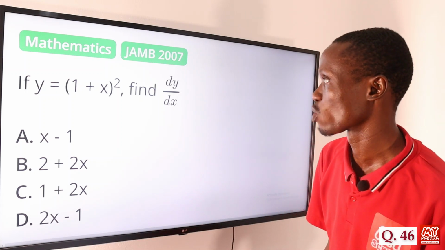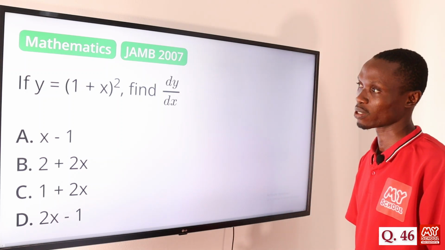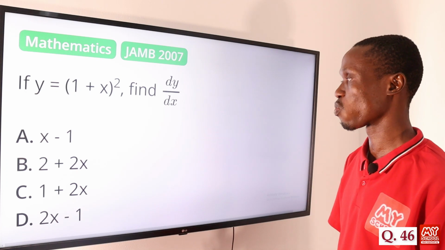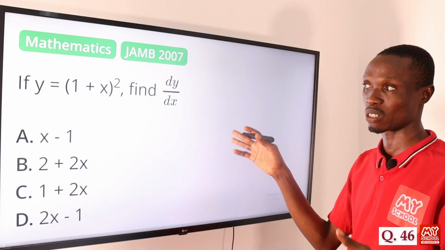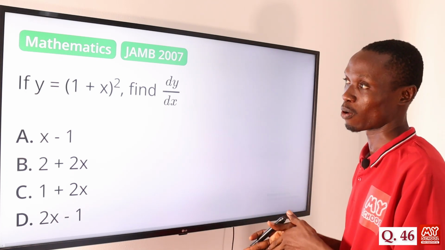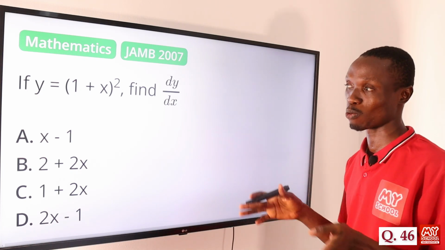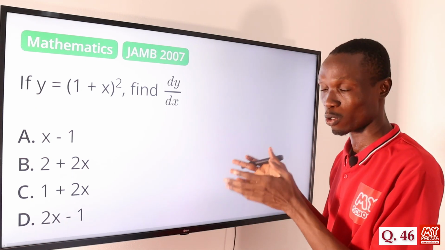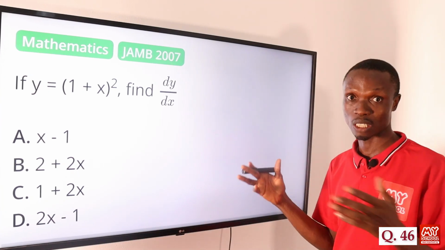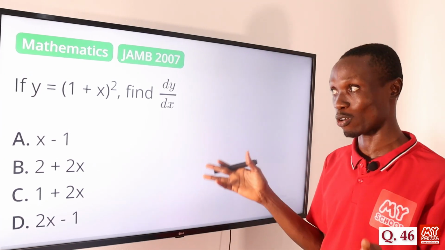Question 46. If y is equal to (1 plus x) in brackets squared, find dy/dx. Of course, we can solve this without even writing anything on the board, but we'll move over to the board to provide an answer to this question because of those who didn't take further maths in their secondary school.